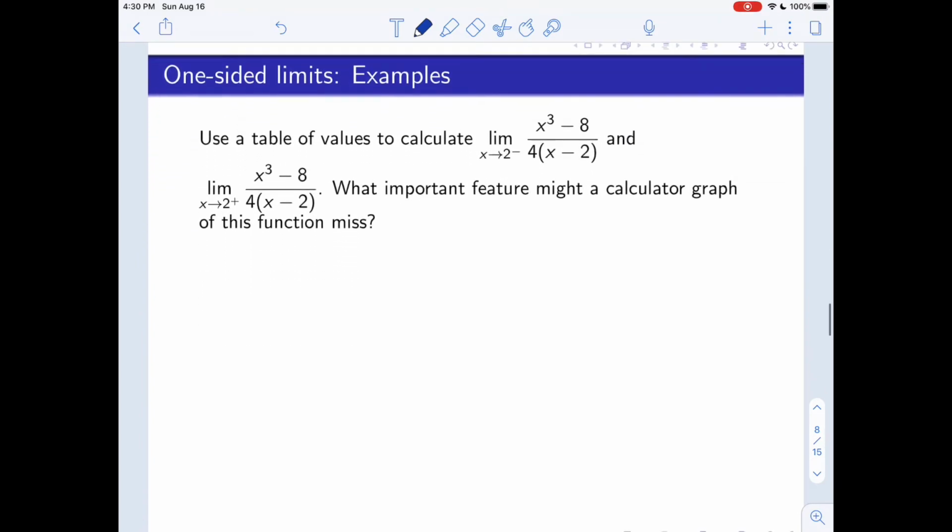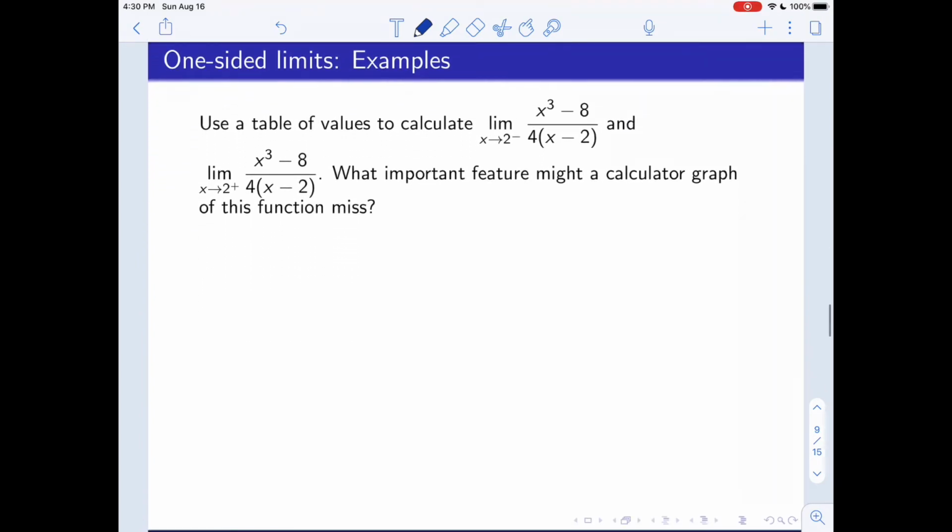All right, let's look at a table of values to see if we can calculate a limit, very much like we did in section 1.1 again. Now there's an important feature here that a calculator might not show you, but our limit might help us see.